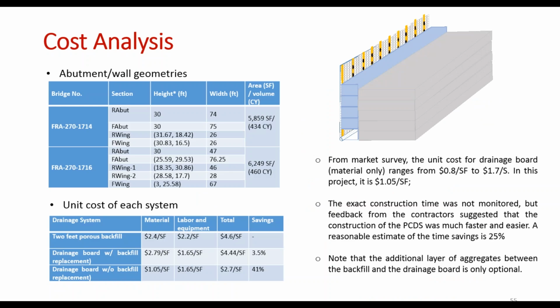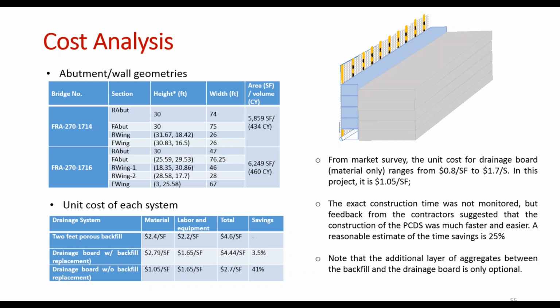And then we also tracked the cost about these two bridges. And the first table actually shows the geometry that we use to get the average unit cost. And the second table actually a summary about the unit cost of each system. And we break them down to the material cost, the labor and equipment cost, the total cost, and we with a comparison in terms of savings. So the first row in the second table is the cost for the traditional two-foot porous backfill. So the material cost is about 2.4 per square foot.